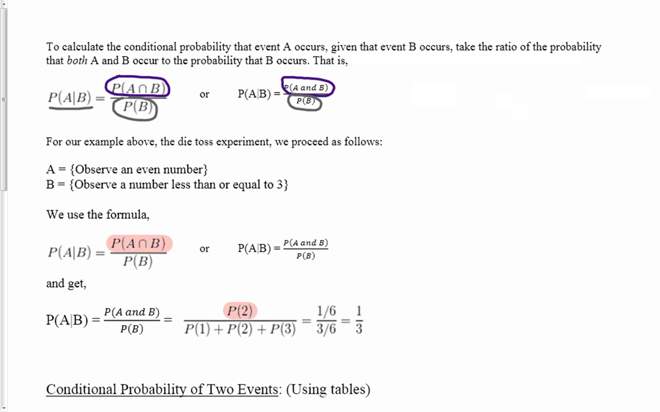Over here we have probability of B. Well, that's the probability of observing a number that's less than or equal to 3. We could get a 1, we could get a 2, or we could get a 3. So now we just need to add up our probabilities. The probability of getting each of these numbers is 1/6, and if we add them together, we get 3/6. And then if we do 1/6 divided by 3/6, it's going to result in 1/3 as our final answer. And that's our conditional probability, the same result that we had mentioned earlier.